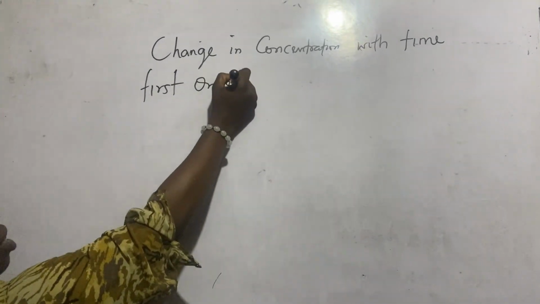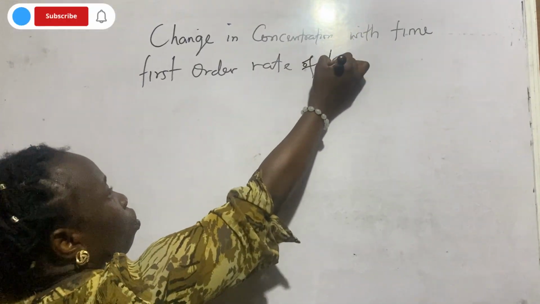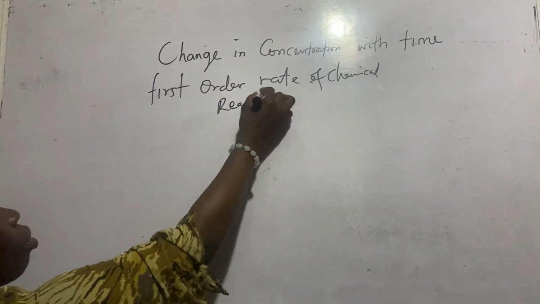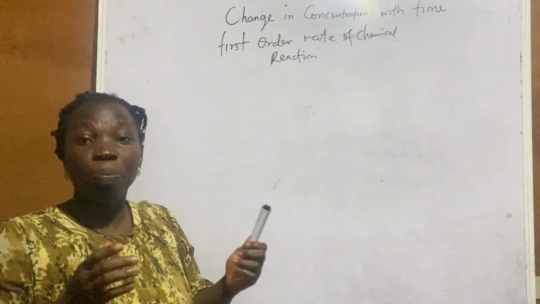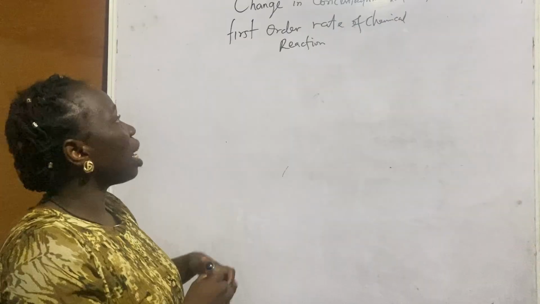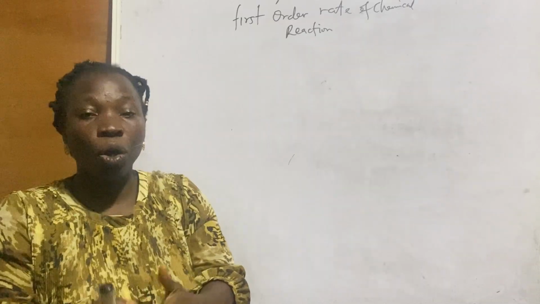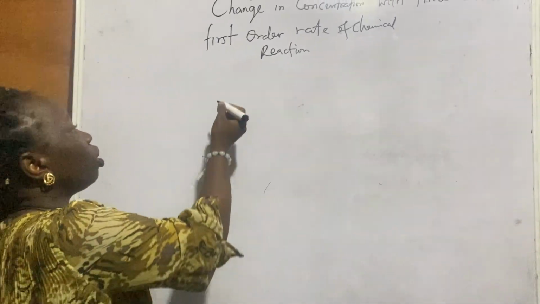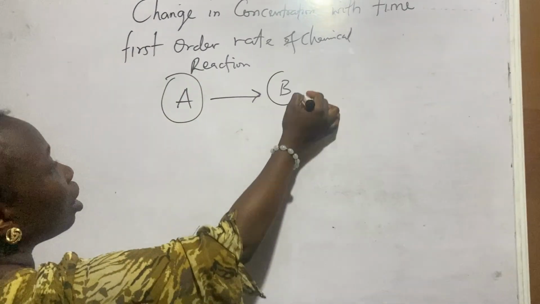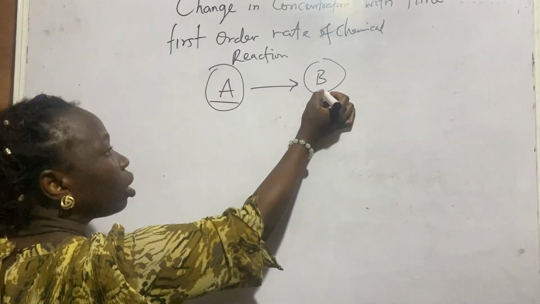The first order rate of chemical reaction is the change in concentration. It depends on what? The change in concentration of a single reactant. So once we say it's first order, it means we are talking about the rate is depending on what? The concentration of a single reactant. So let's assume A gives us B. This will be the reactant and this is the product. But the rate of first order depends on what? Just the reactant alone and not the product.